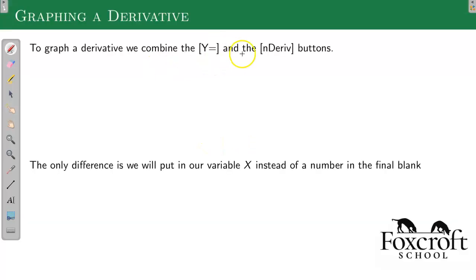We already saw how to find the derivative at a point using the nDeriv button. The only difference is that instead of putting in a number, we're going to tell it to do it at every x. So pretty much the only difference is that last part of finding the derivative using nDeriv: we just put in x instead. And also, since we're graphing it, we're doing all of this in the Y= button.